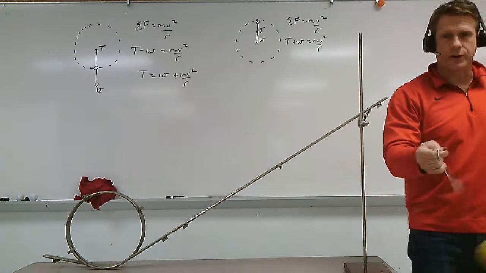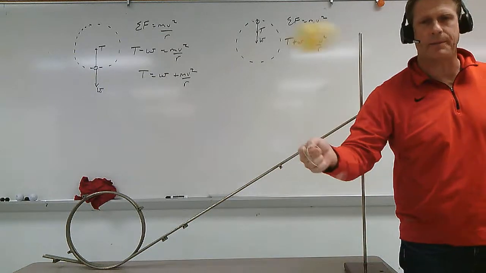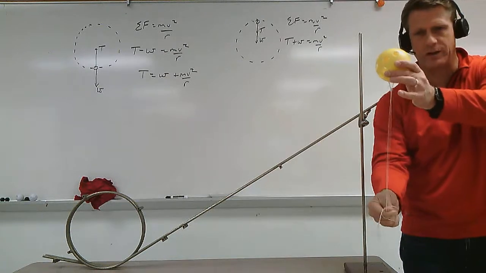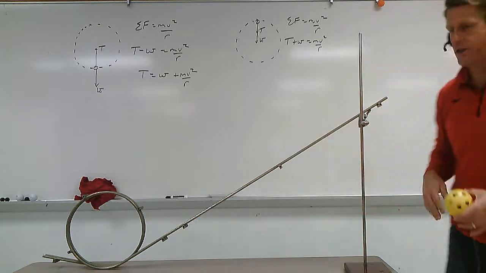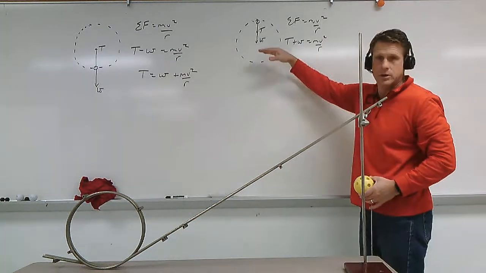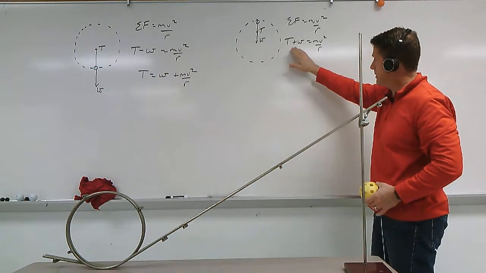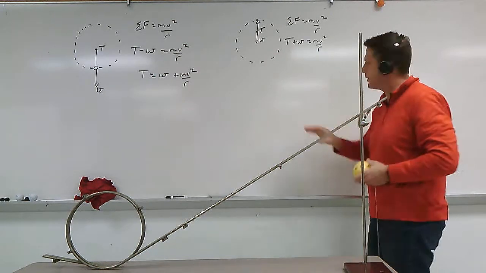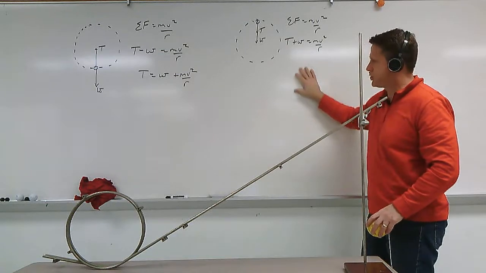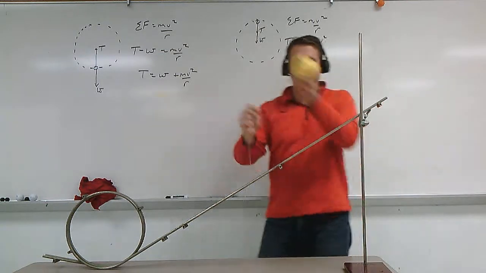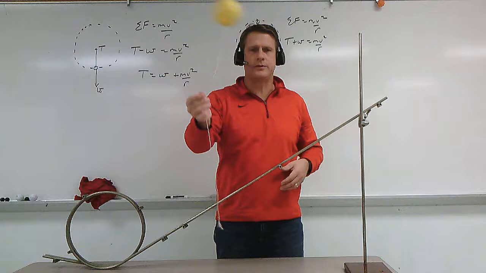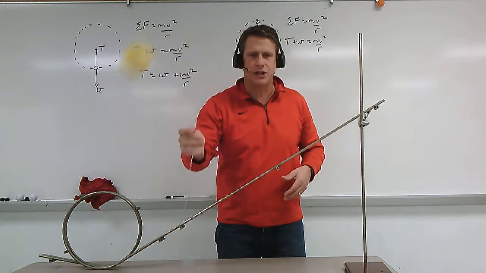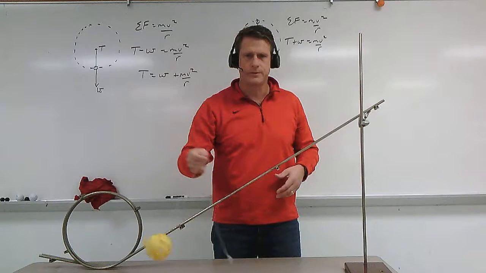At the top of the circle, it's a different story, because if I stop this at the top of the circle, we have both the tension and the weight pulling down. So tension plus W is equal to mv squared over r. And we talked about this being a limiting situation, so that if I rotate this at too slow a speed, it falls out of the circular path and the tension becomes zero.